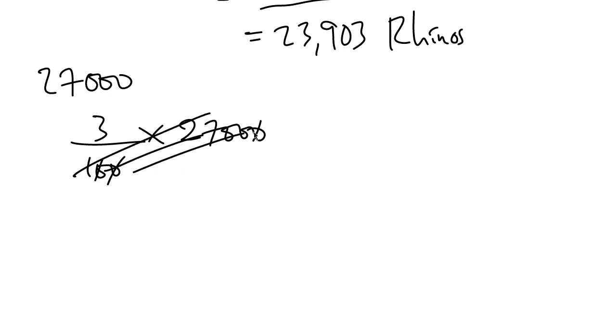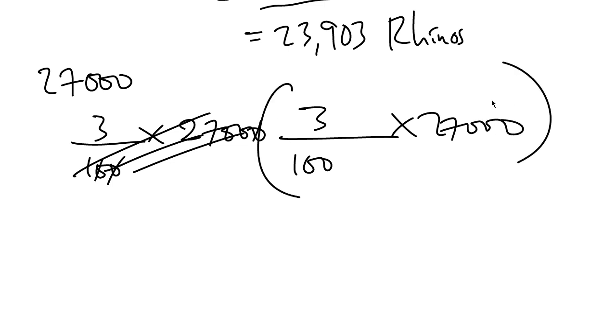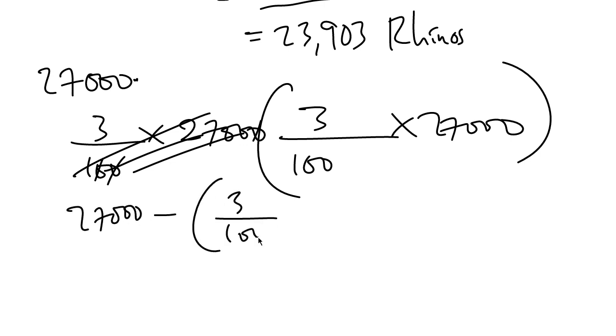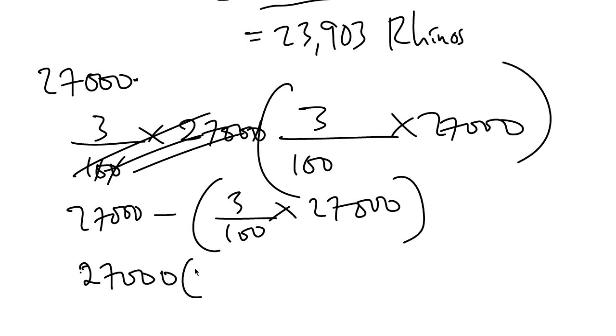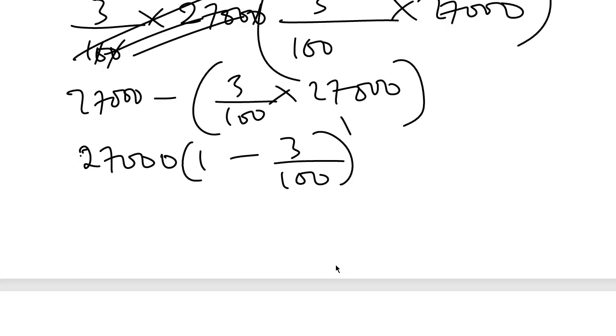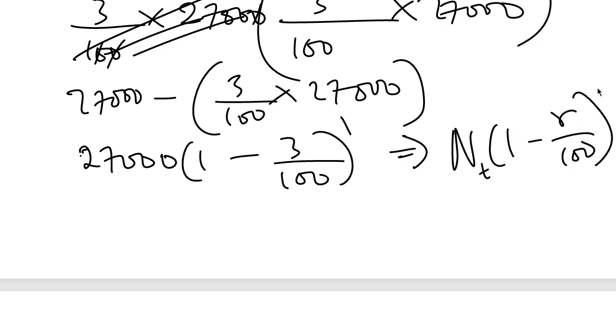So 3 over 100 multiplied by 27,000. After getting the value of this, you subtract it from 27,000. So that's 27,000 minus 3 over 100 times 27,000. That will give you the new value. If we factor out 27,000, we have 27,000 times (1 minus 3 over 100). Do you notice how this relates to n times (1 minus r over 100) to the power n?